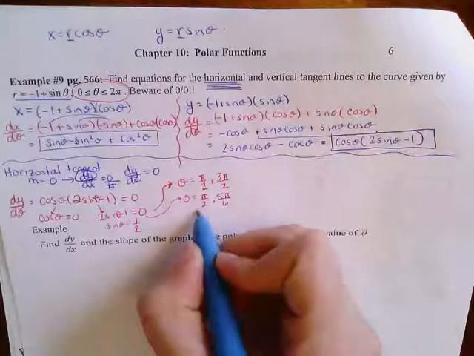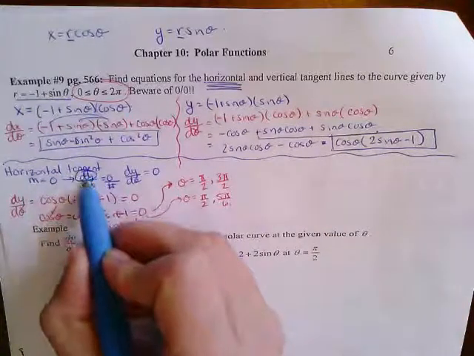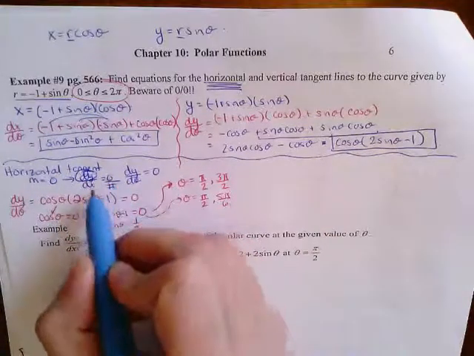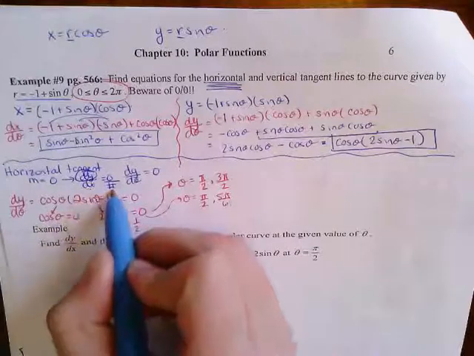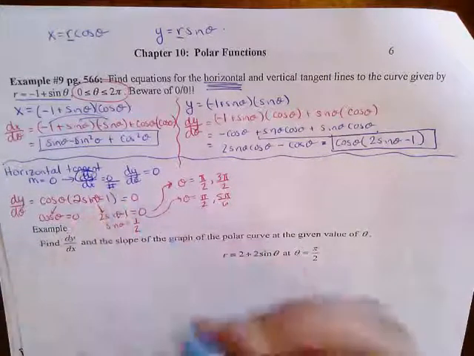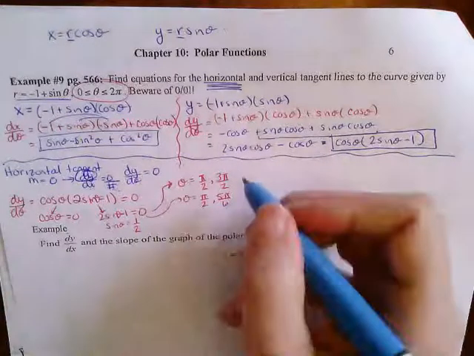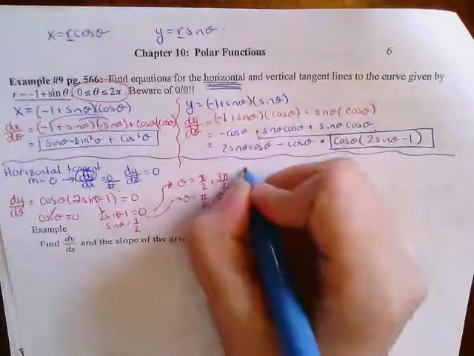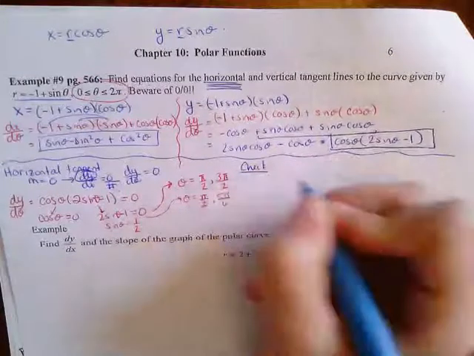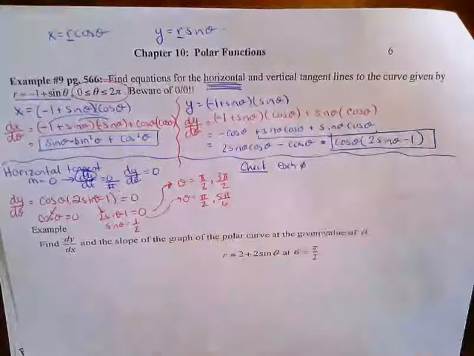Now we're not done, because remember that to find the horizontal tangent, yes, dy has to be 0, but remember that dx cannot be 0. So we have to make sure that our dx d theta is a number. So we're going to check. Okay, so here I'm going to check each 0.